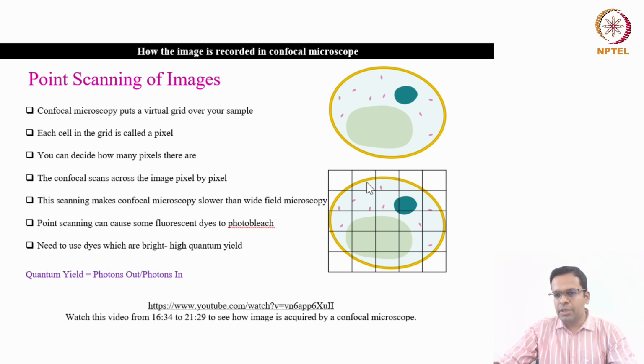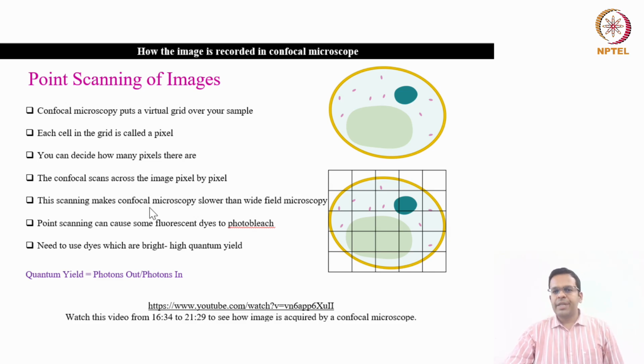It will again illuminate this point, collect the photons from this area and see how bright it is. Depending on the number of photons coming from this particular square, it will convert it into a digital signal. That way the confocal microscope will scan this image point by point, pixel by pixel. It will record the number of photons coming from each of these points, and that will lead to the formation of the digital image.